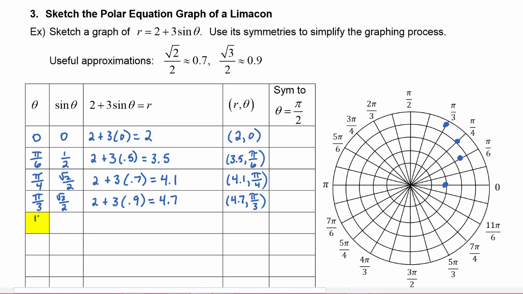Next up is pi over 2. The sine of pi over 2 is equal to 1. So we will do 2 plus 3 times 1, which is 5, and plot the point 5 comma pi over 2. We start at the pole, we look towards pi over 2, and we walk out a distance of 1, 2, 3, 4, 5.